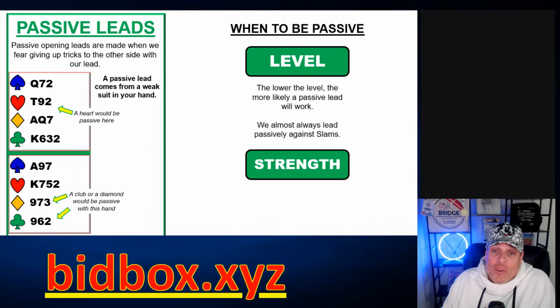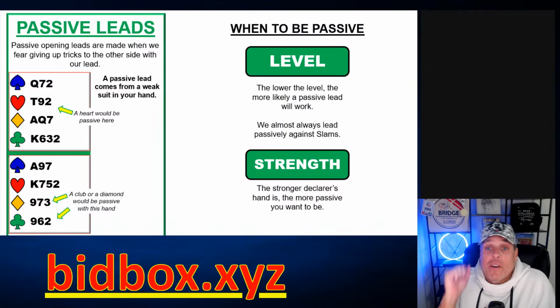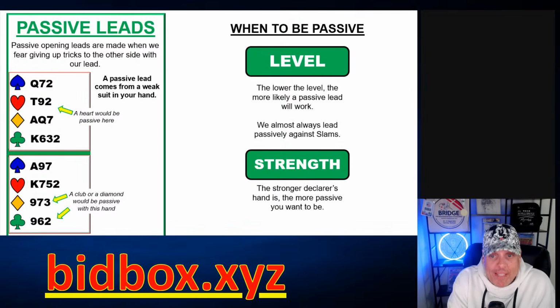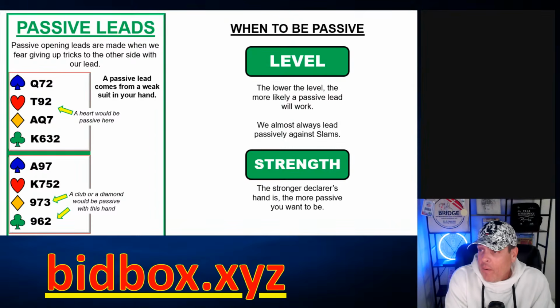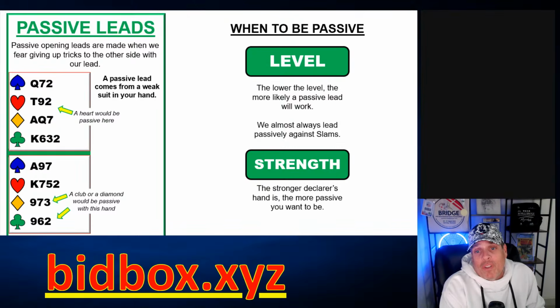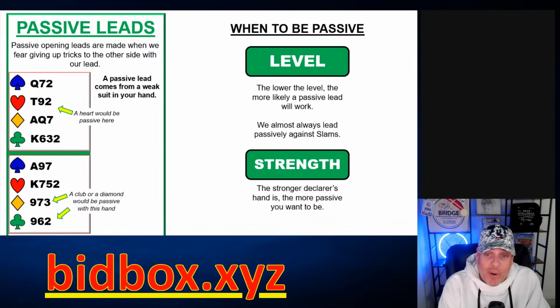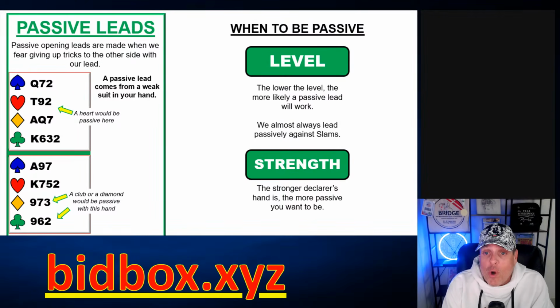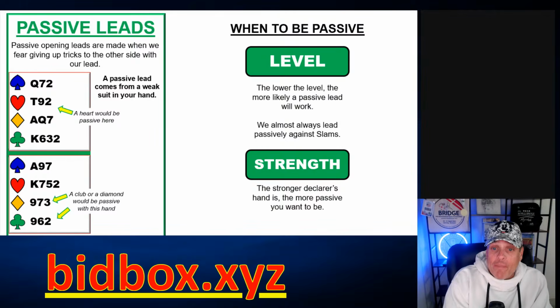Strength is another really big spot to look at when or when not to be passive. When declarer's hand is really strong, we certainly want to be passive, if we can. Now, again, this is not, hey, you're dealt king, queen, jack, fourth of a suit, but you should be passive because declarer is strong. Of course not. Remember, all of these parameters are for when we don't have an obvious choice of leads.